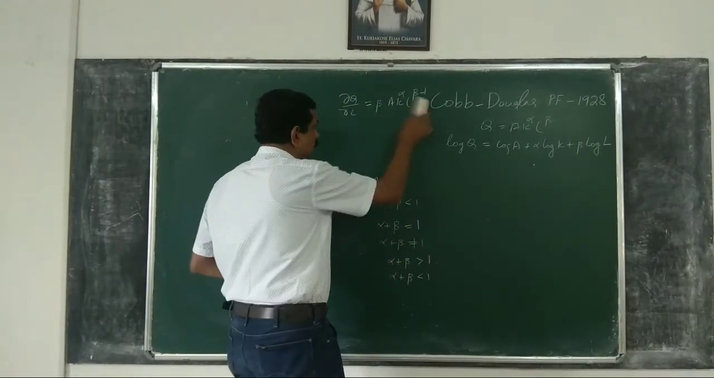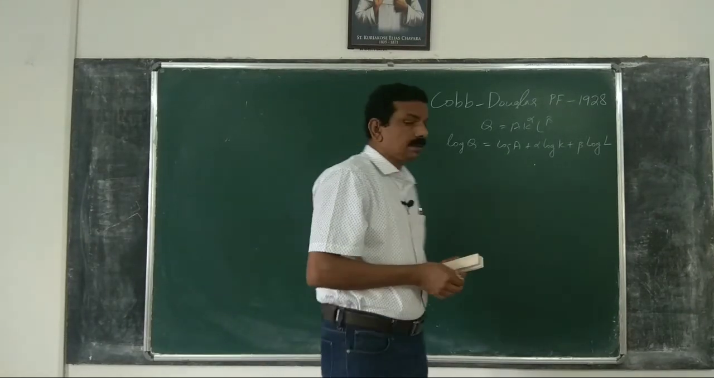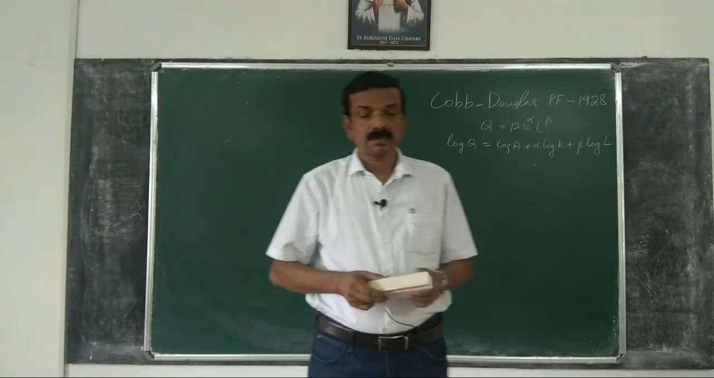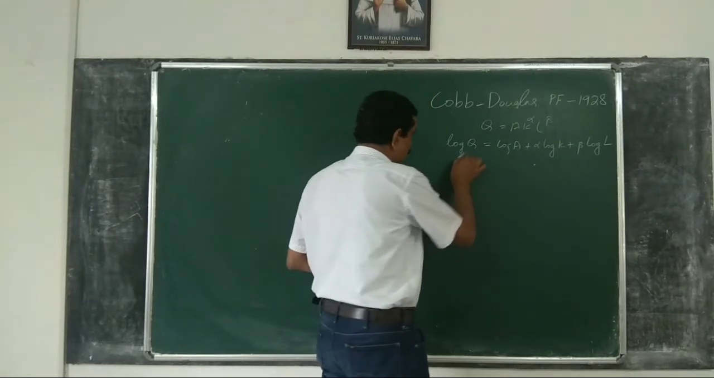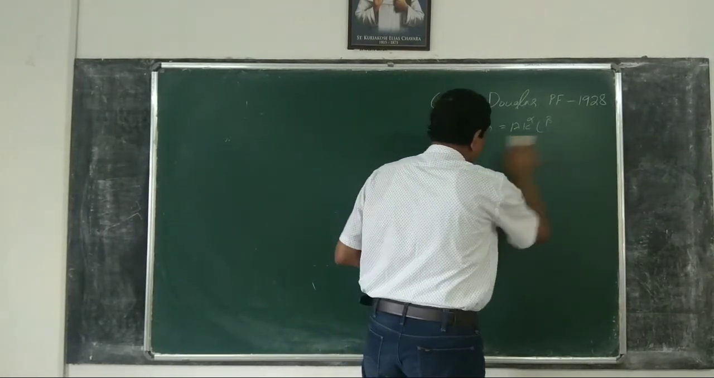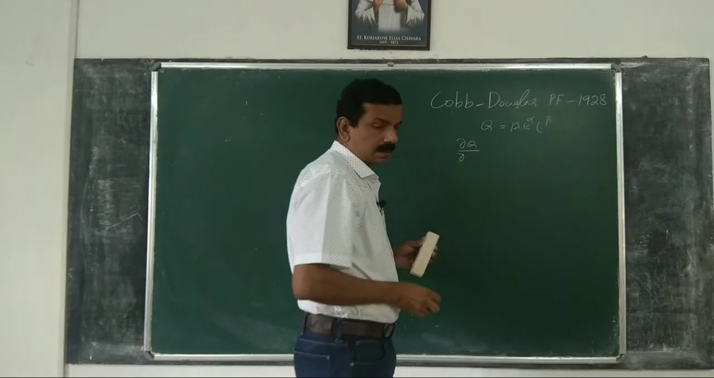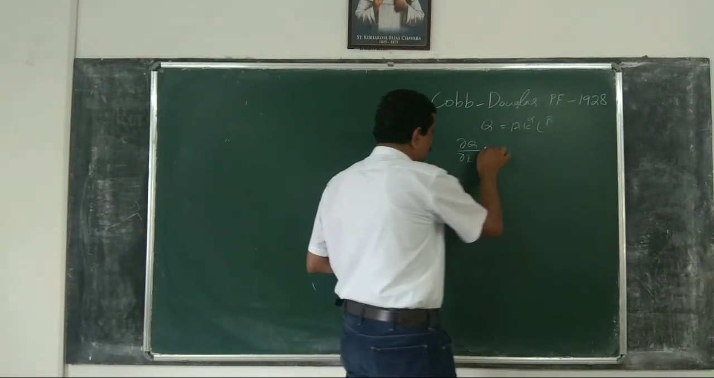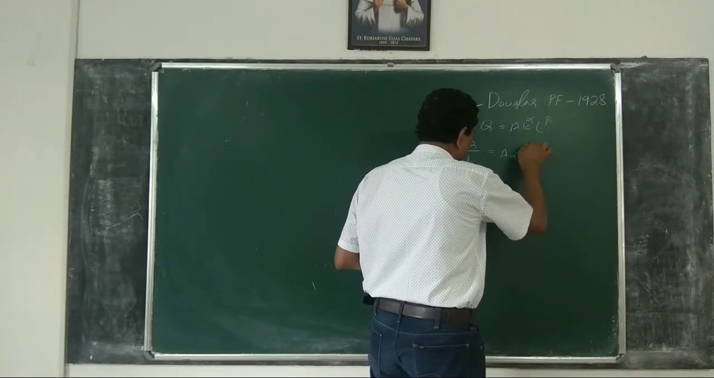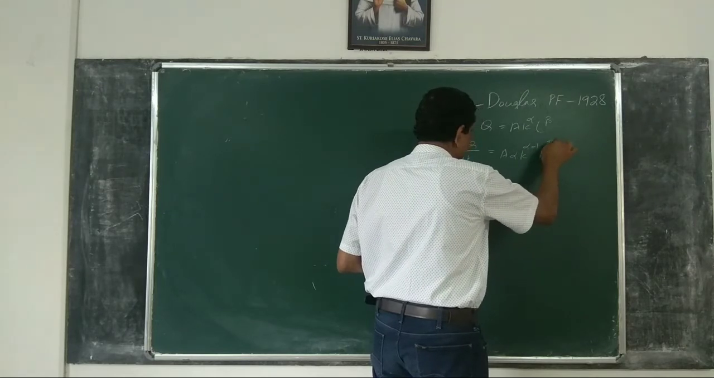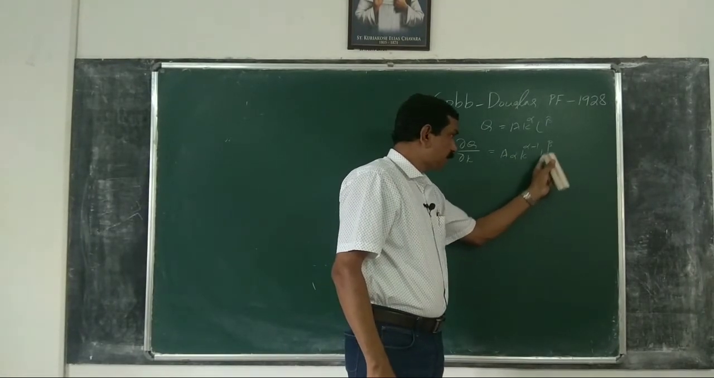Now, a second property is that the Cobb Douglas production function yields diminishing returns to each input. That is, given this production function, ∂Q/∂K, as an example, is equal to a alpha K raised to alpha minus 1 L raised to beta.